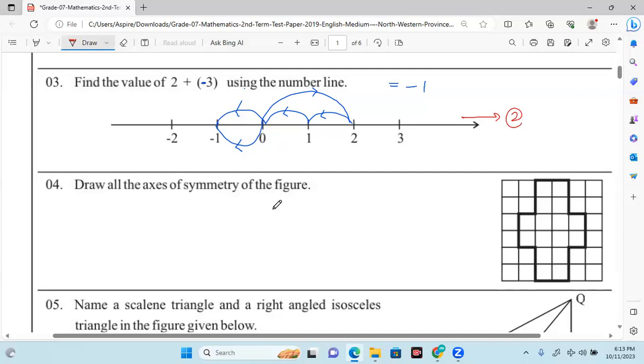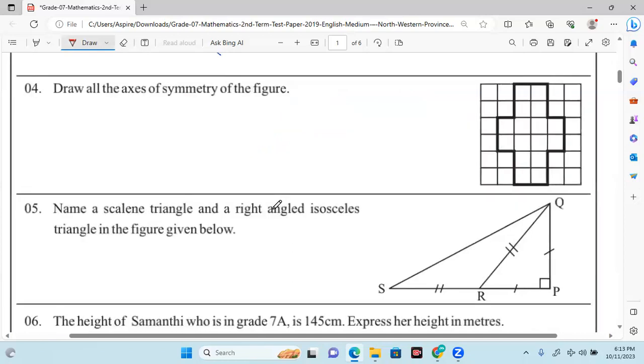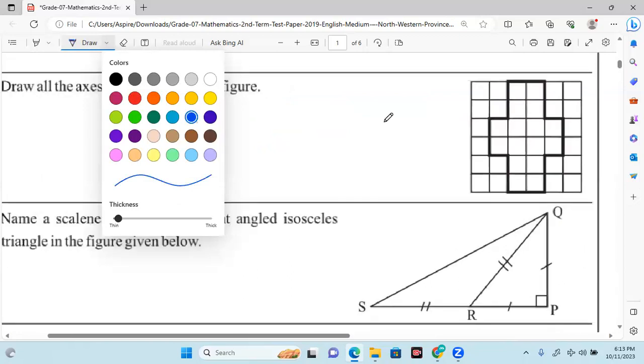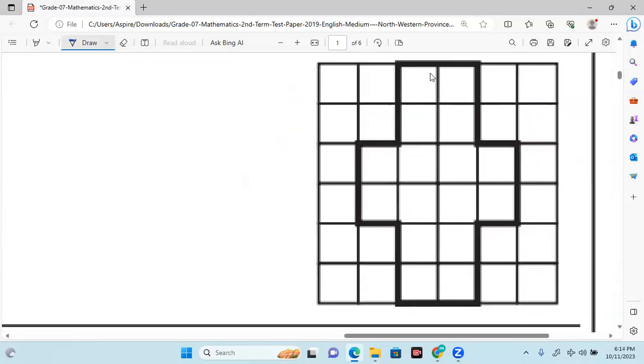Draw all the axes of symmetry of the figure. Okay, let's identify. The axis of symmetry means the place where that particular diagram divides into 2 equal parts.